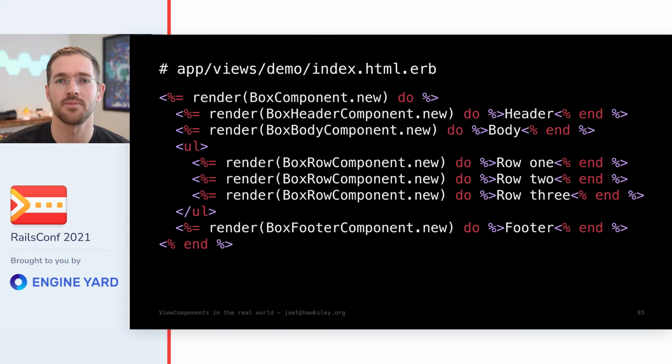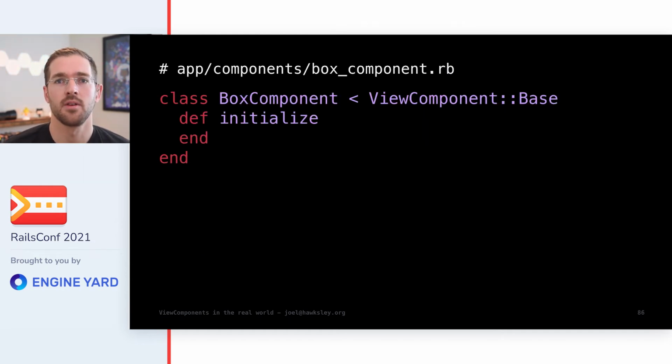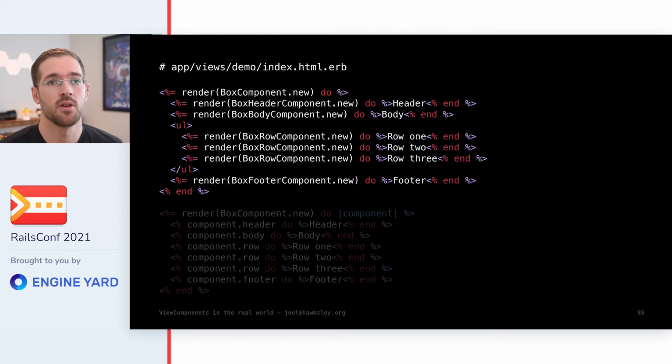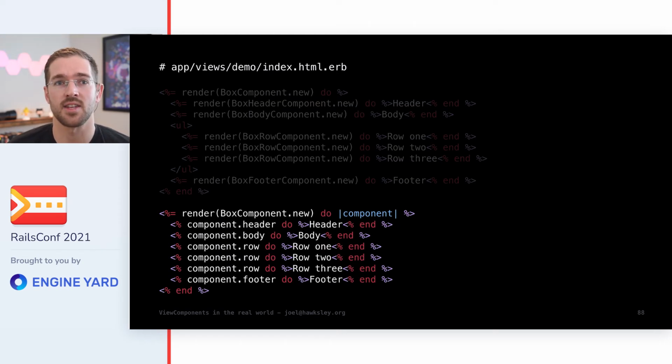So this is where slots comes in. We'll go back to our component, and using the slots API, we can declare one for the header, body, rows, and footer. In this case, explicitly saying that our box renders one footer, one header, one body, and potentially many rows. So in the template that renders the component, we can refactor it to use slots instead of separate components. For example here, we render our box component.new, and then we pass in a header, we pass in a body, we actually pass in multiple rows, and then a footer.